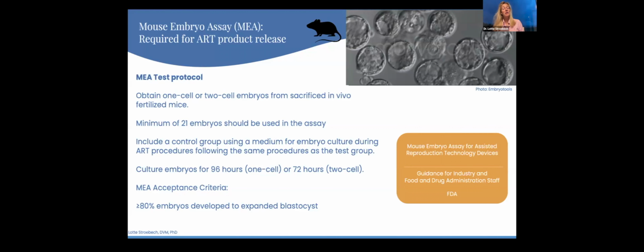The MEA test protocol, to summarize, is you obtain 1-cell or 2-cell embryos from sacrificed in vivo fertilized mice. A minimum of 21 embryos should be used in the assay. You include a control group using a medium for embryo culture during the ART procedures, following the same procedures as the test group. Culture embryos for 96 hours for 1-cell, or 72 hours for the 2-cell. And the MEA acceptance criteria is that more than or equal to 80% of the embryos developed into expanded blastocysts. There is a guidance for industry and Food and Drug Administration staff on this as well.